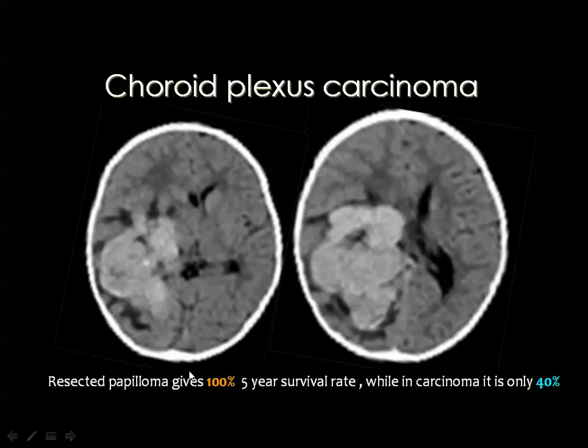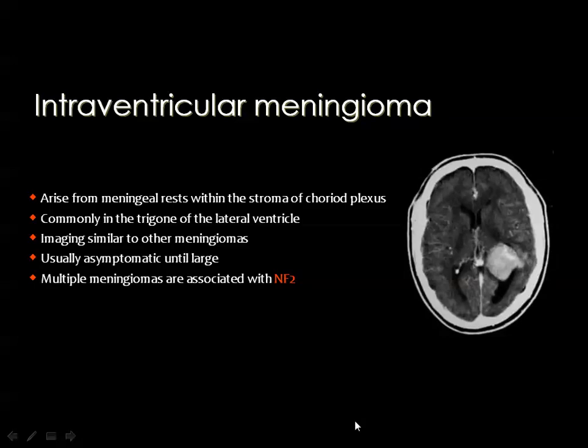ventricle. And this is the case of choroid plexus carcinoma that has invaded the ventricular wall and extended into the adjacent brain parenchyma with consequent perifocal brain edema around the tumor. And you know that resected choroid plexus papilloma will have a 100% 5-year survival rate, while the carcinomas will have only 40% 5-year survival rate.